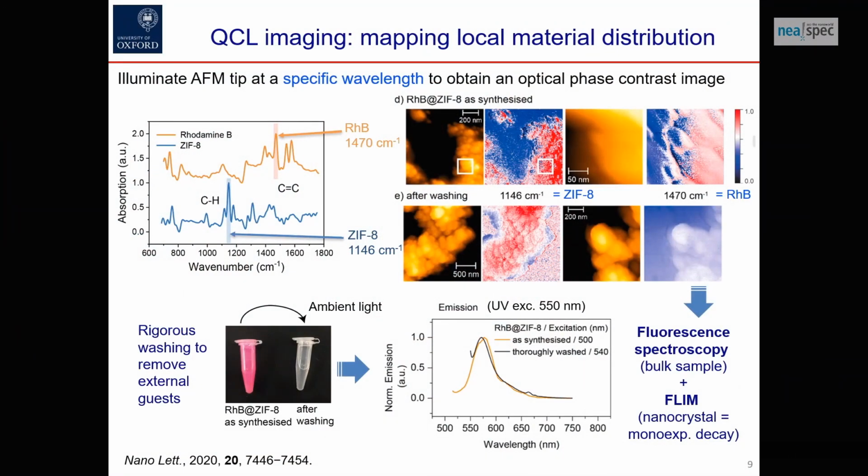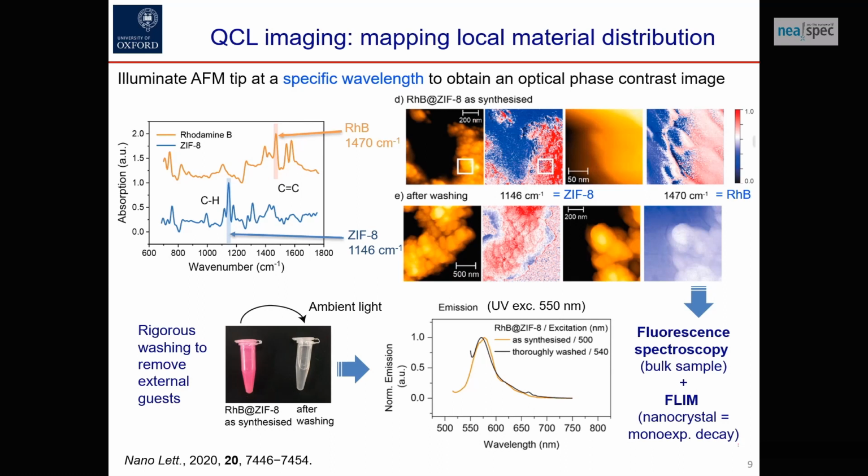In ambient light, you see that the pinkish solution became clear. But in fluorescence spectroscopy, they actually lit up. So the rhodamine B actually is still there in the framework, not on the outside or suspended in the liquid. Now, if we probe the after-wash material, you see that the ZIF-8 still remains ZIF-8, which is encouraging, with some edge effects, of course.